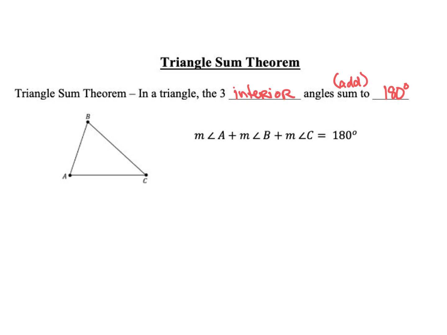A lot of times you'll see it this way, where here is the measurement of angle A plus the measurement of angle B plus the measurement of angle C. All of those add to 180 degrees.